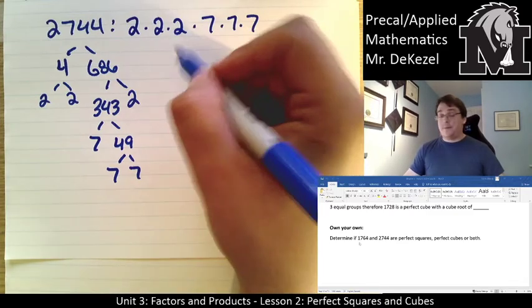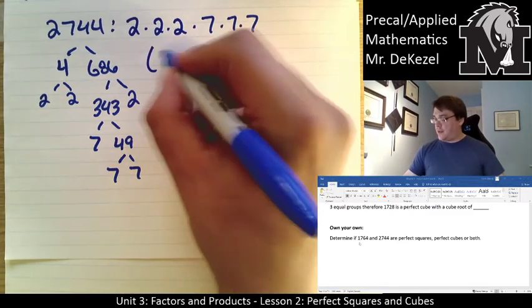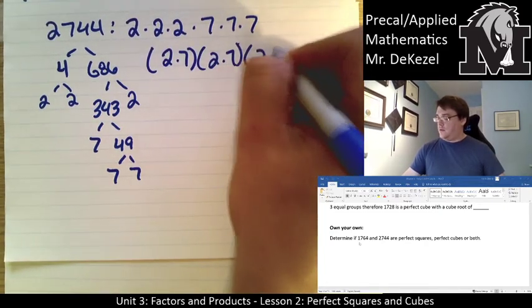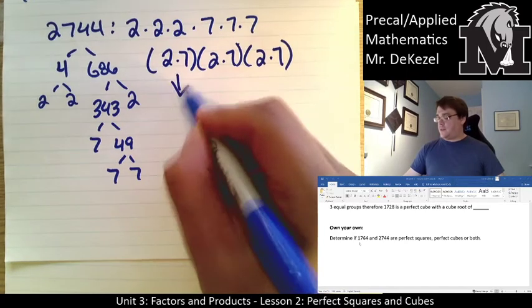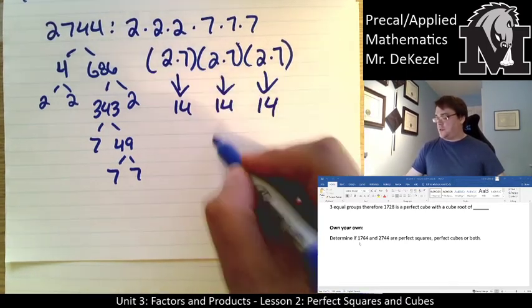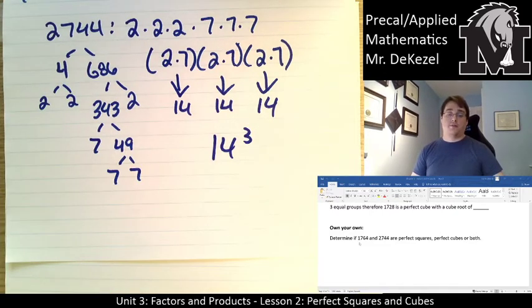Should be able to break that up into three parts because I've got one of each in each bracket. So 2 times 7, 2 times 7, and 2 times 7. 2 times 7 is 14. That is true for all of these, which means that 14 cubed would get me 2744. And you can check that in your calculator, no problem. So there you have it.